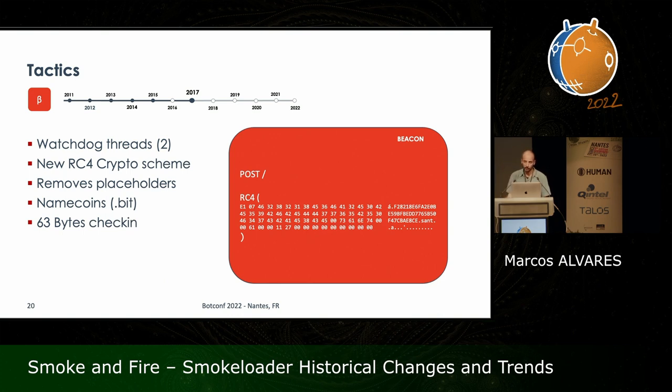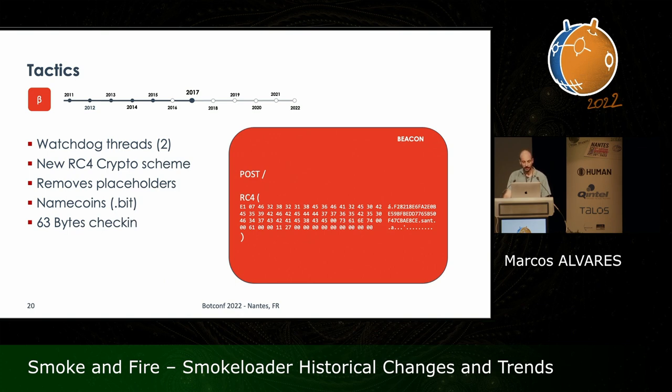They also updated the crypto scheme. This time they got to what we know nowadays, that famous scheme using two 4-byte RC4 keys. They use one for encrypting outgoing traffic and another one for decrypting incoming traffic. They also removed the placeholders, so we don't have those anymore. If you manage to decrypt the check-in or any kind of communication, you don't see those nice plain text messages anymore, but now you see a binary-based protocol.